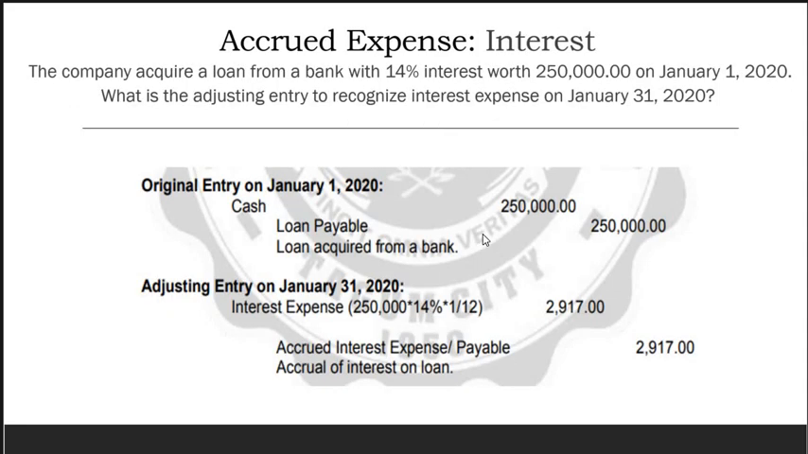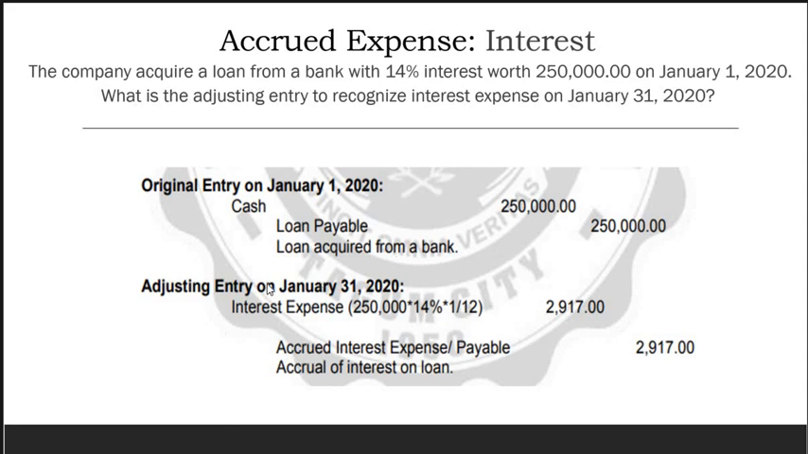Okay? So, another example is yung interest. Ito naman, interest, no? The company acquired a loan from a bank with 14% interest worth 250,000 on January 1, 2020. So, what is the adjusting entry to recognize interest expense on January 31, 2020? Okay. So, ang entry niya, noong nangutang siya, nag-debit lang siya ng cash, 250,000, credit ng loans payable at 250,000.